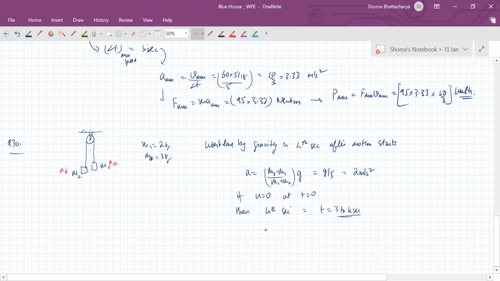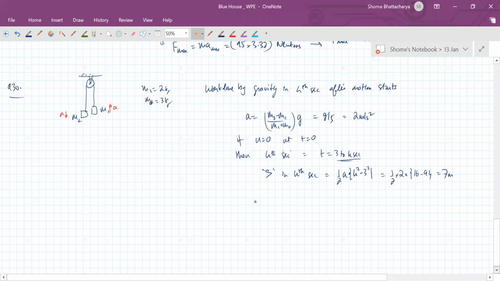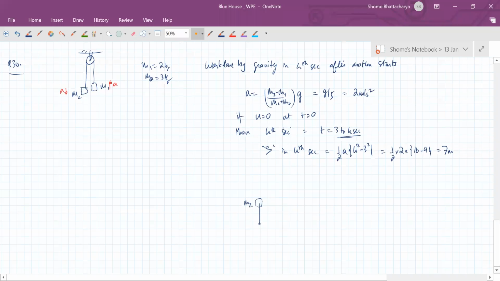So how will we calculate the displacement in the fourth second? That is going to be half a t squared difference. So in the fourth second, M2 will travel down and M1 will travel up by this much, by this displacement.